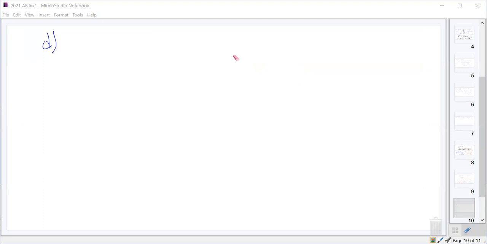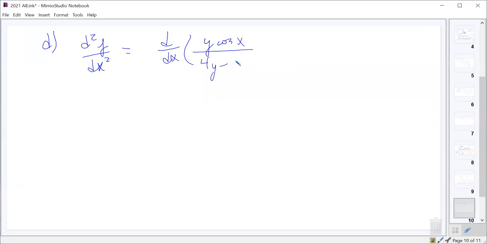The second derivative test says if the first derivative is 0, figure out the second derivative. If it's positive, it's a min. If it's negative, then it's a max. So we'll find our second derivative by taking the derivative of our derivative, which was what? It was y cosine x over 4y minus sine x.